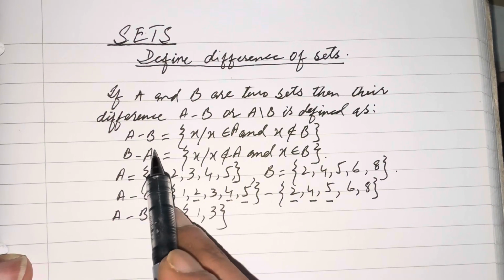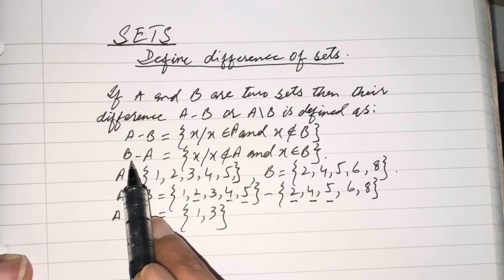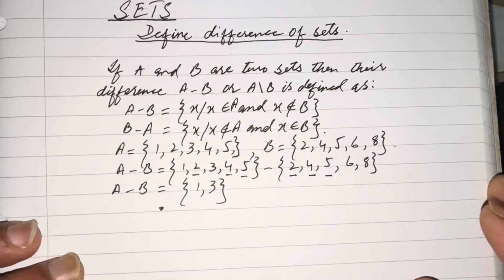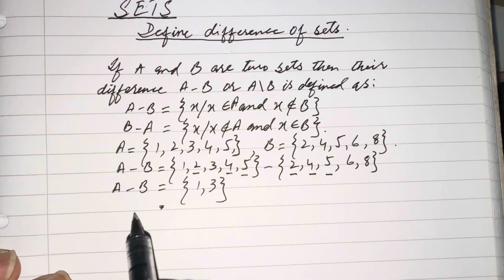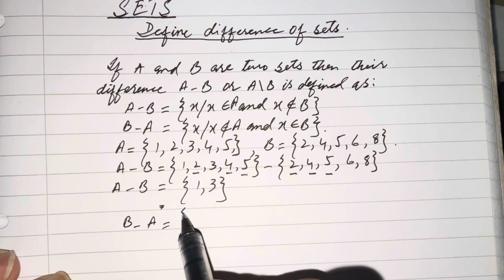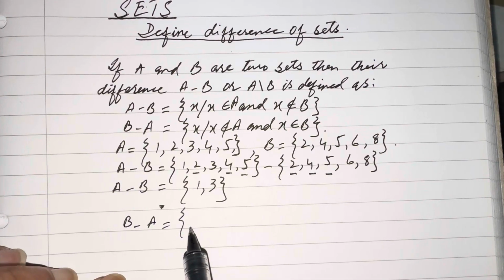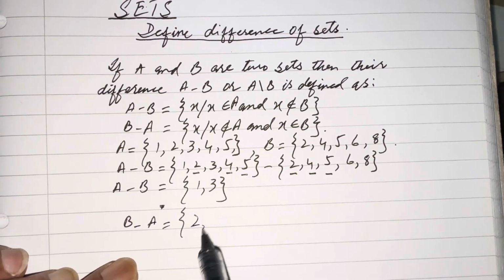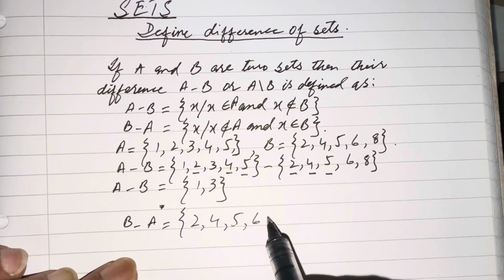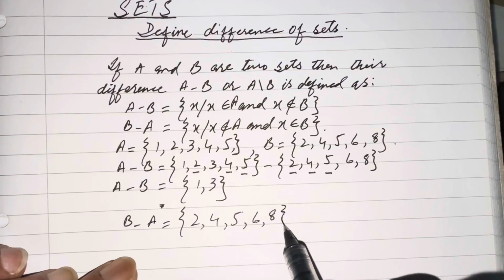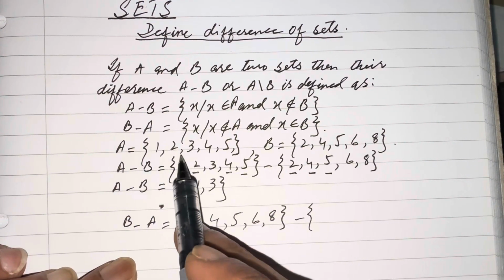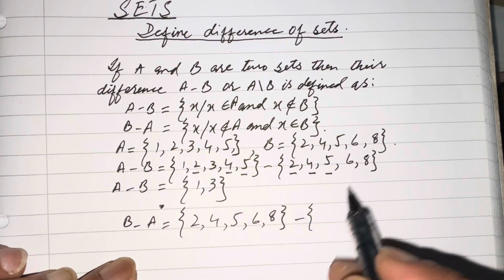And on the other hand, let's see what happens when we find B minus A. So B minus A will be written with the first set B, which is 2, 4, 5, 6, and 8, minus A. The elements of A are 1, 2, 3, 4, 5.